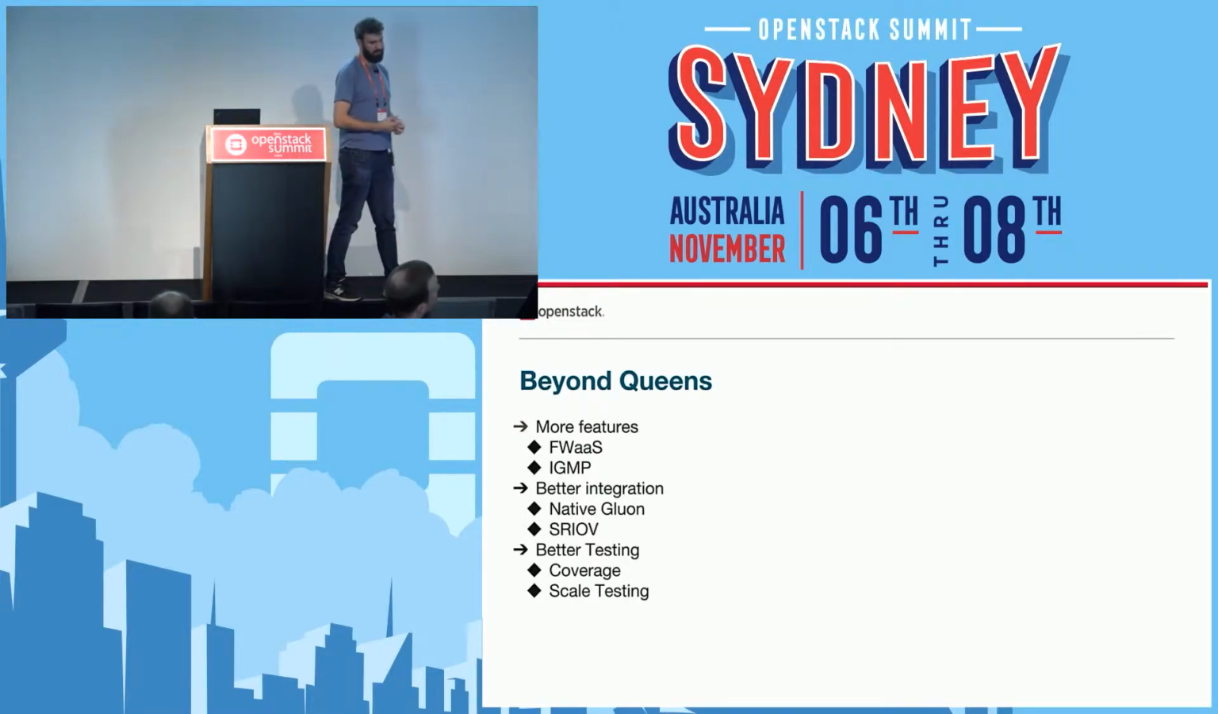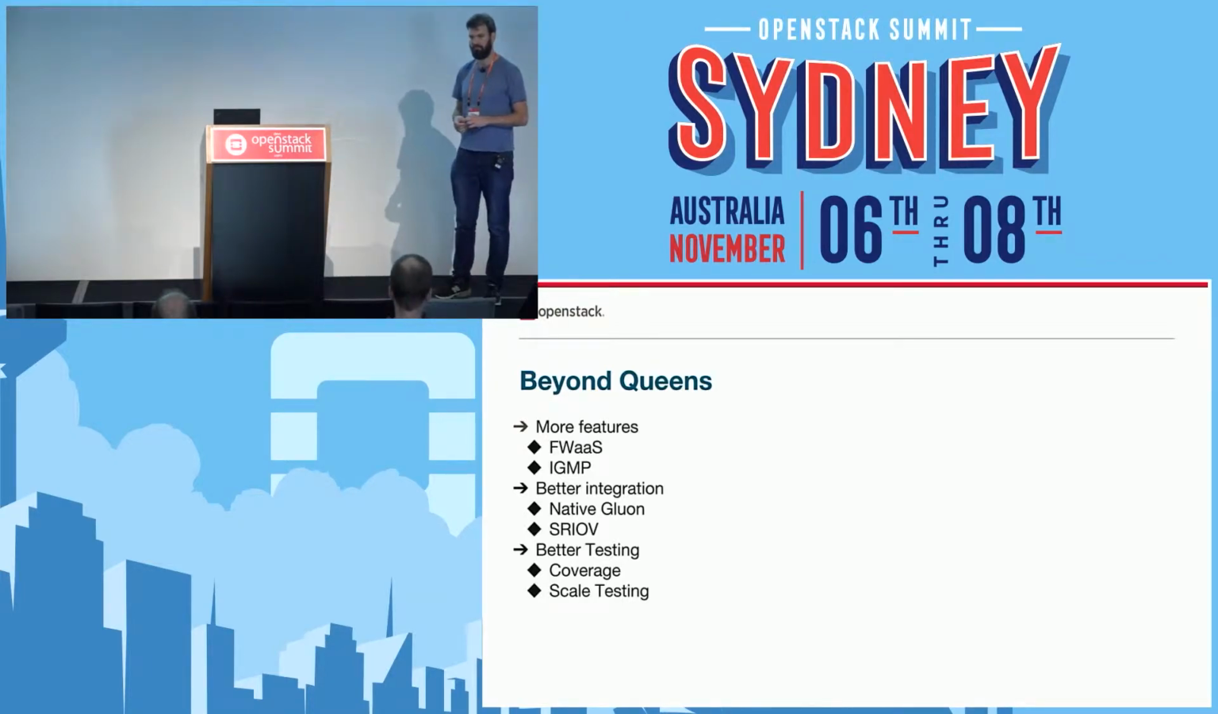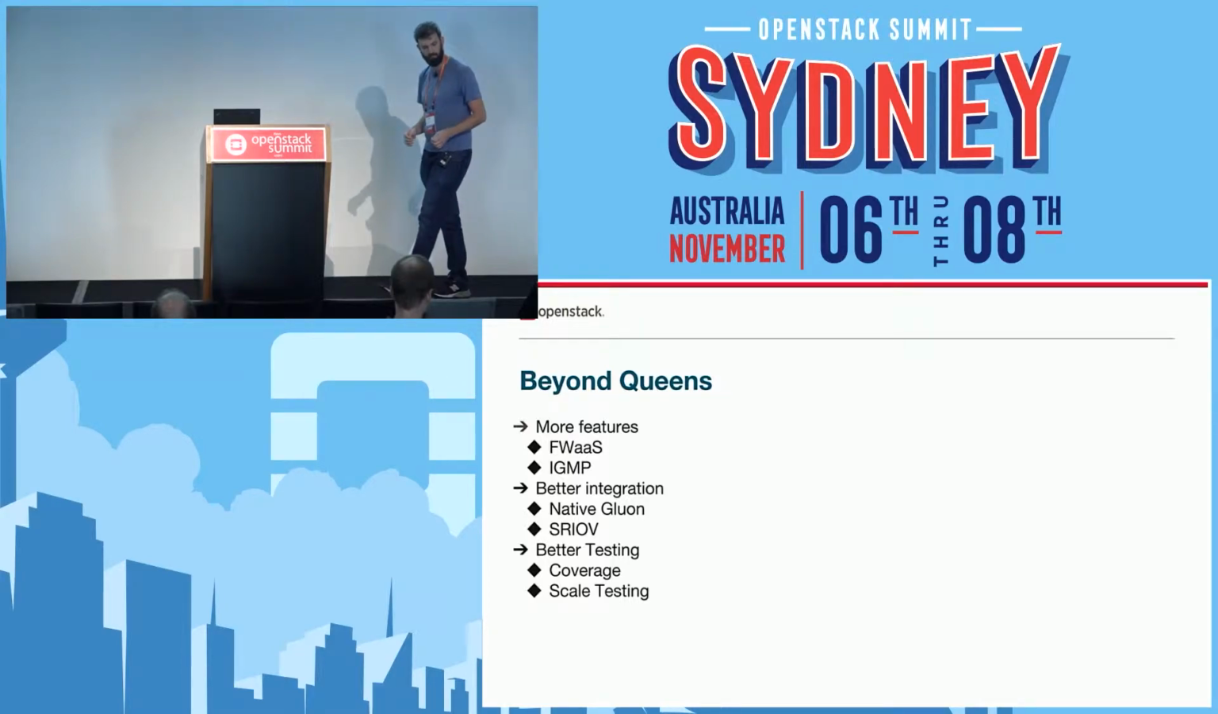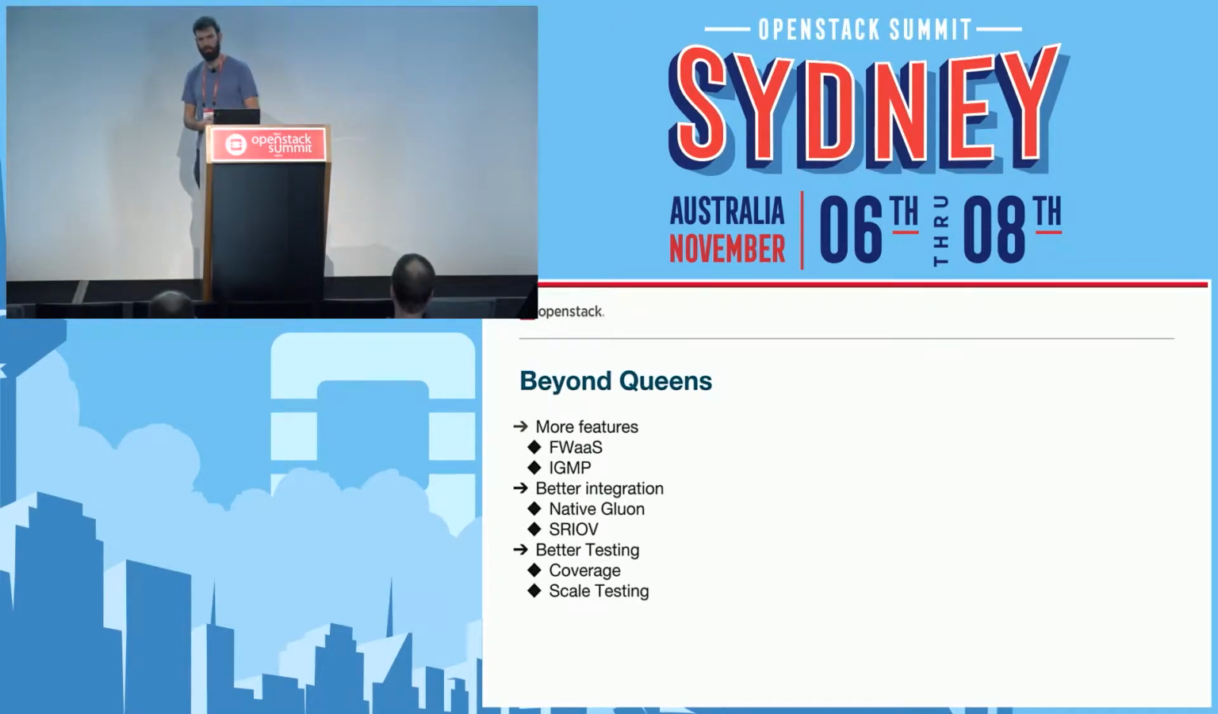Which brings us to better testing. We want to have better coverage in our testing. Our coverage is far from 100%, which is a shame. And scale testing, which we want to continuously verify that we really support scale like we say we do.